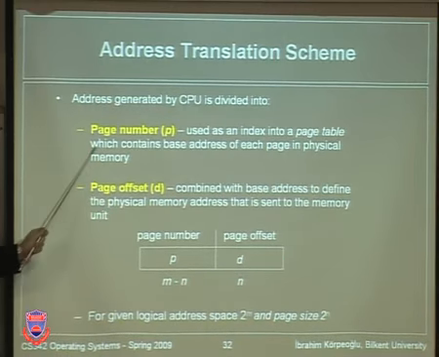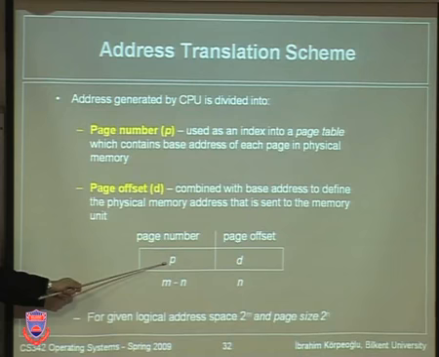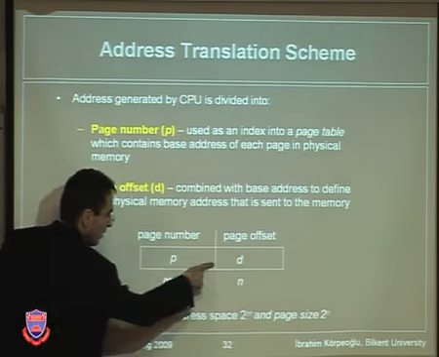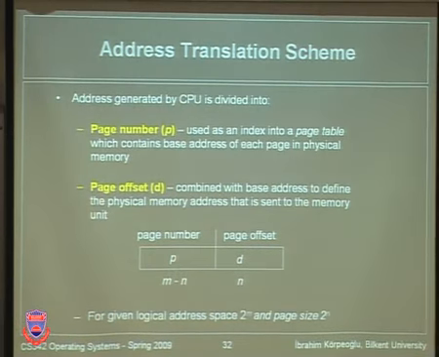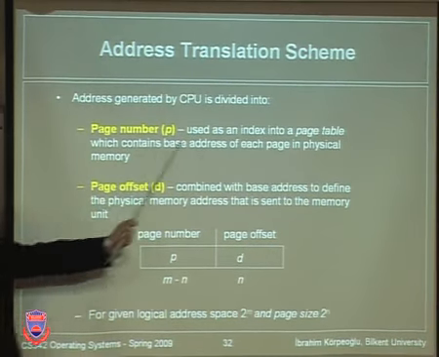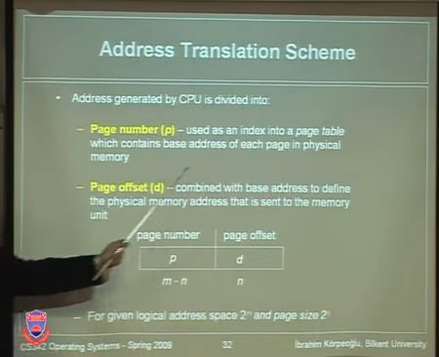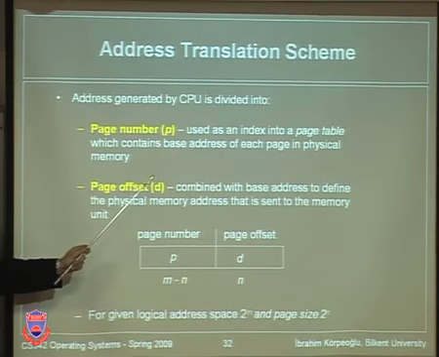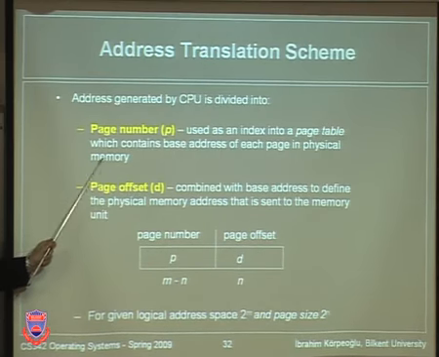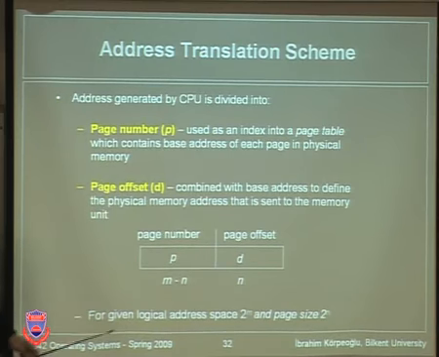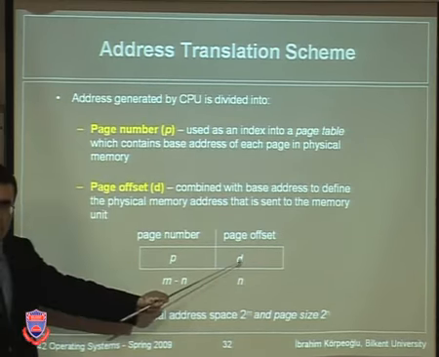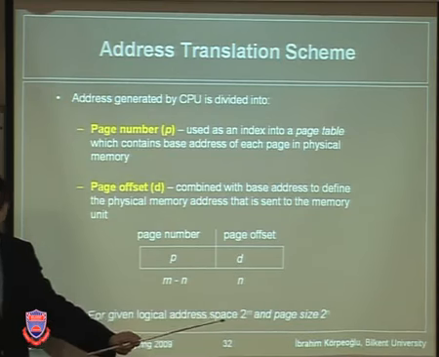So the page number part, P, the value stored there, you see some bits here, right? You consider those bits as a value. That value is the page number. That value will be used as an index into a page table. You go to that location in the page table and retrieve the frame number. And that is to be concatenated with the offset to obtain the physical address, okay?